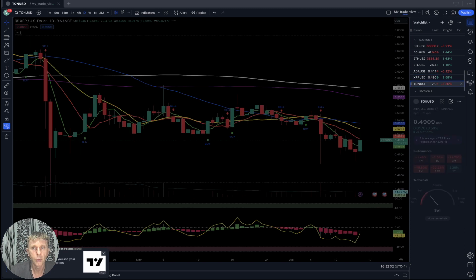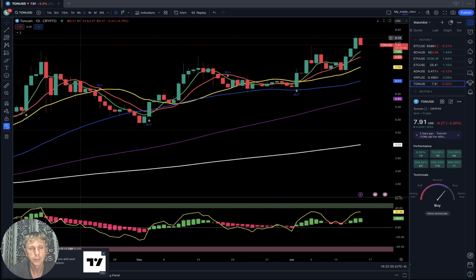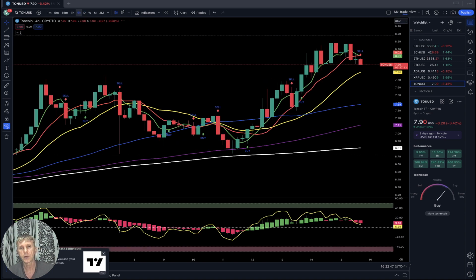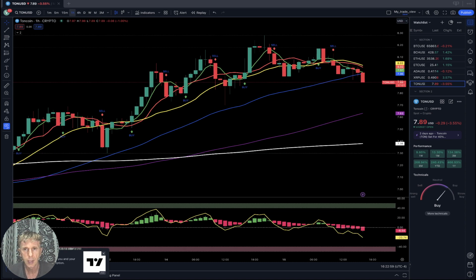Now Toncoin minus 3% on the daily time frame. Daily time frame, red bar, but still in bullish territory, still a bullish trend for Toncoin. On the 4 hours time frame, a reversal started, sell signal, SMA 5 did a bearish crossover over 10. Bearish reversal trend. And on the 1 hour time frame, it is bearish, with SMA 5 and the last bar below SMA 10, 20 and 50, a bearish trend.